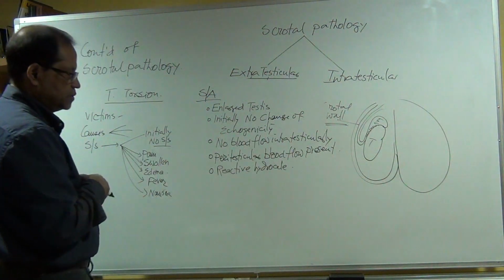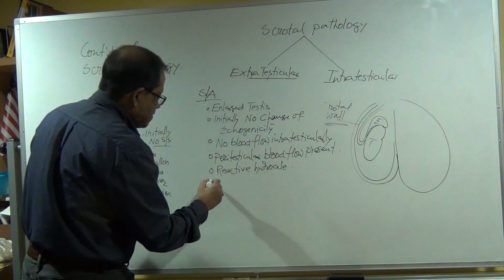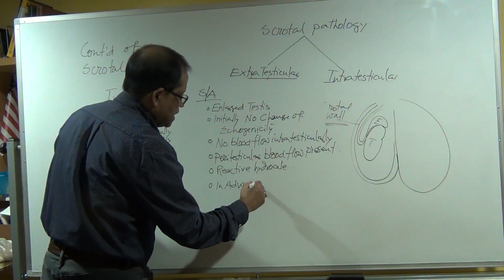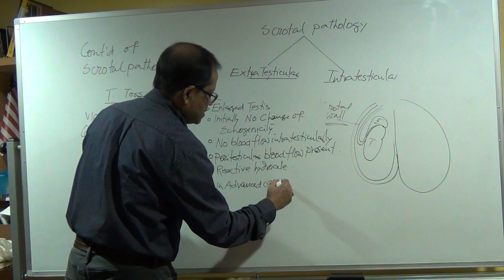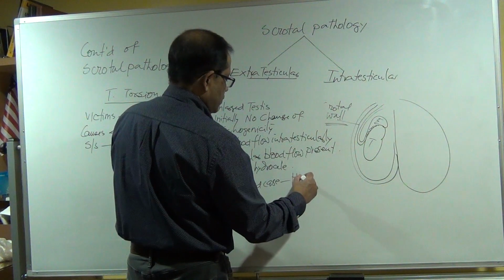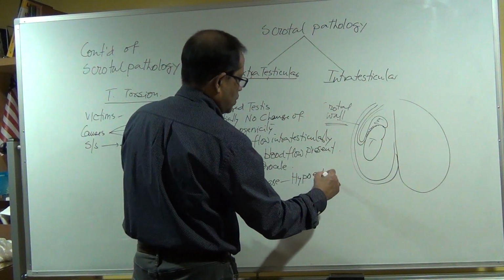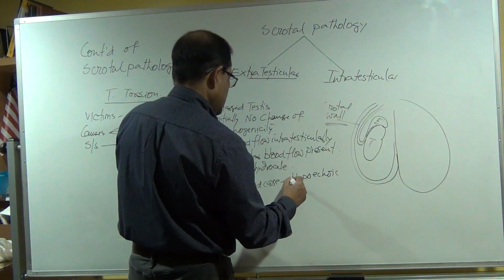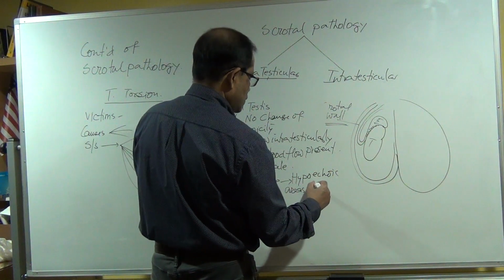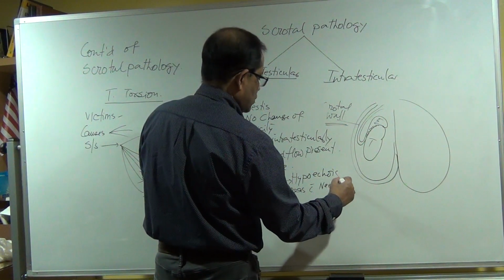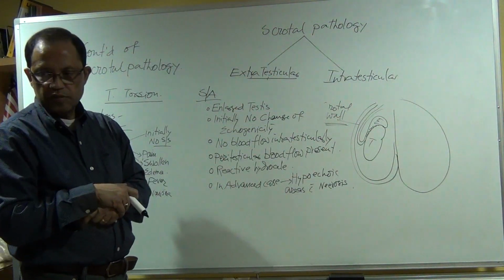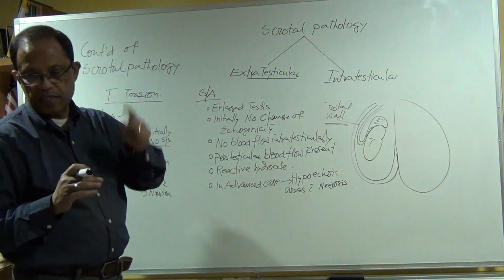You will see. Now in an advanced stage, as an advanced case, you will see hypoechoic areas with necrosis and no color at all. That is the danger, that you have to take this tissue out.